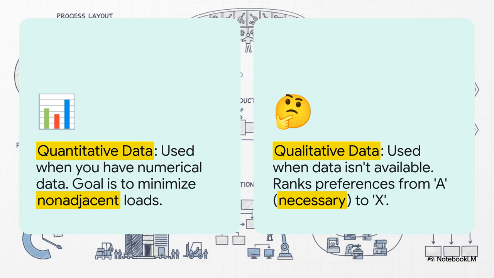So first step is block diagramming. You use this when you've got hard numbers, quantitative data, like how many loads are moving between departments each day. The goal is simple: arrange the blocks to minimize the travel between departments that aren't right next to each other. The second method is relationship diagramming. This is for when you don't have that numerical data. Instead, it relies on managerial input using a tool called a Mother's Grid, which rates how important it is for departments to be close to each other on a scale from A for absolutely necessary down to X for undesirable.